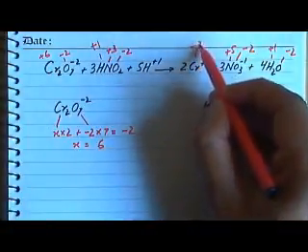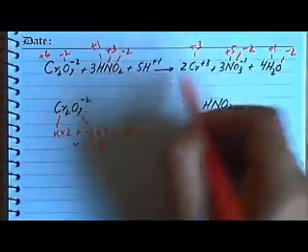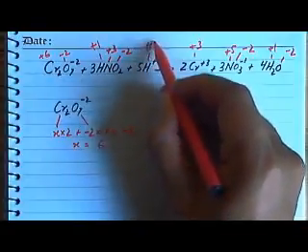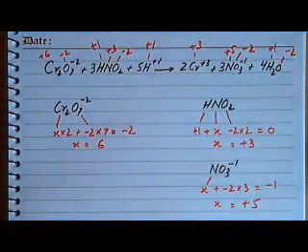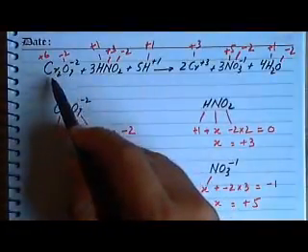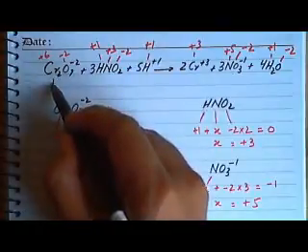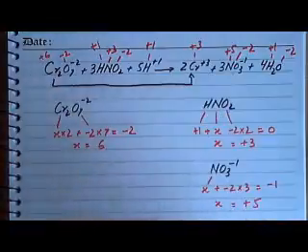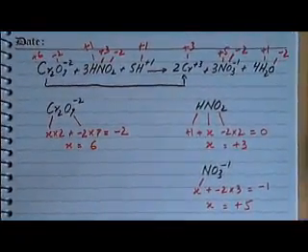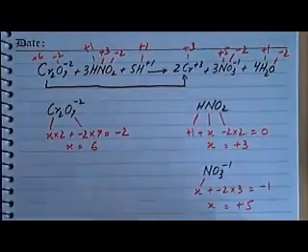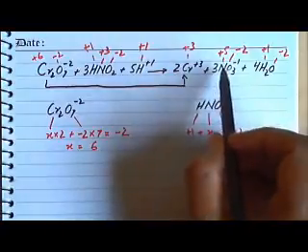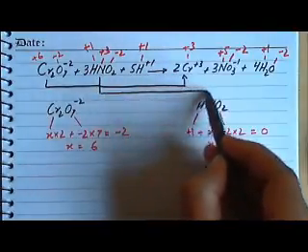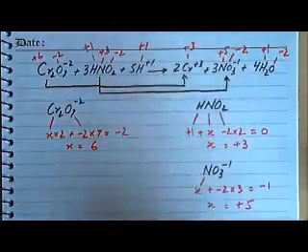Chromium over here, let's explicitly write the oxidation state. Chromium is +3 because it's a chromium ion existing on its own, and the only charge on it is +3, and hydrogen is +1. Now look for the ones which are getting oxidized and which ones are getting reduced. If you look at chromium, chromium is +6 over here and it is +3 over here. So chromium is getting reduced from +6 to +3. What about nitrogen? Nitrogen is +3 over here and it's +5 over there. So the oxidation state of nitrogen is increasing, so that is getting oxidized.